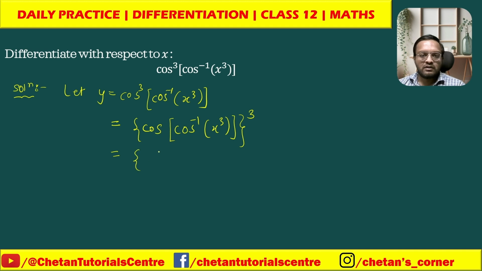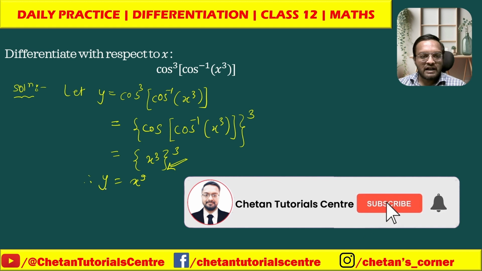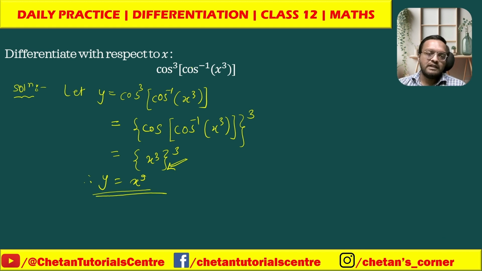Therefore, this cos and cos inverse will get cancelled, and I will be left with x cube whole cube. Therefore, y is equal to x cube bracket cube, which will give me x raised to 3 times 3, that is 9. I have used laws of indices over here. Which laws of indices have I used here? Please tell me in the comment section. Now I have obtained y is equal to x raised to 9. This is the simplified form of the given function.